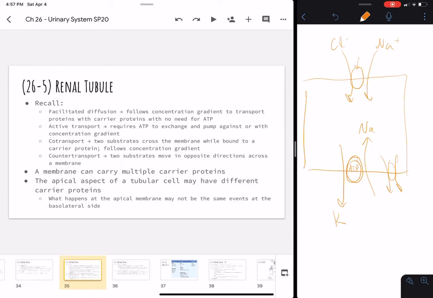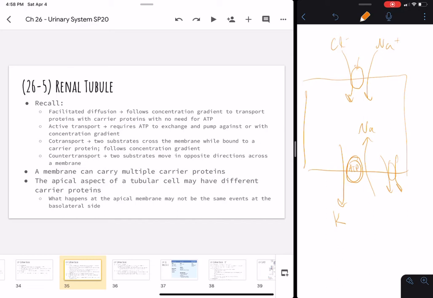So you can't forget that we might have things literally right next to each other. We might have things on opposite sides of the cell that are doing the exact same thing, and we might have tens of thousands of them, not just one. So you're not only moving one sodium ion, you're moving one times however many of those co-transporters across the membrane. The apical aspect of the tubular cell may have different carrier proteins than the basolateral side. So whatever happens at the apical membrane may not be the same as the basolateral side.